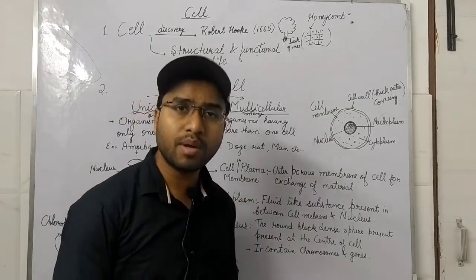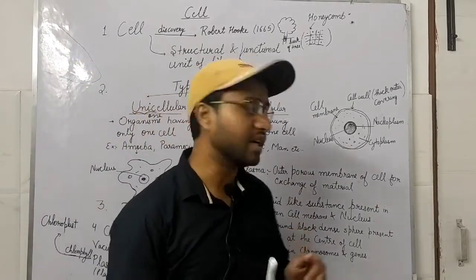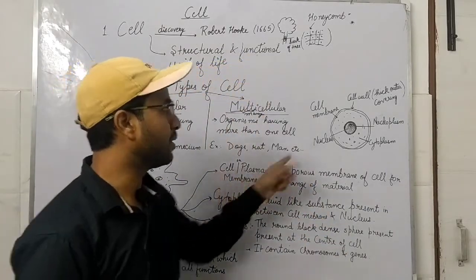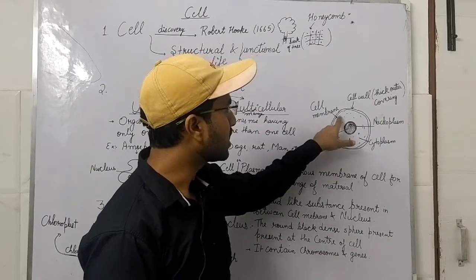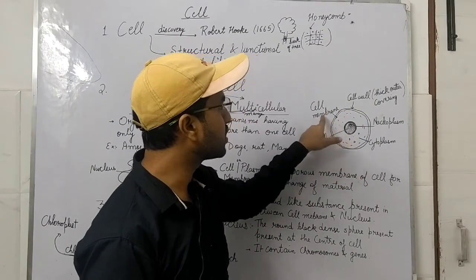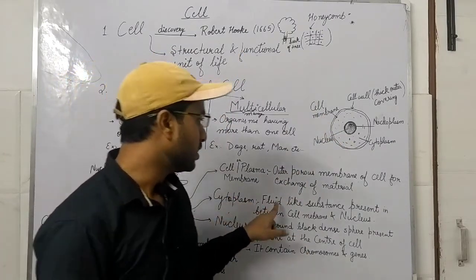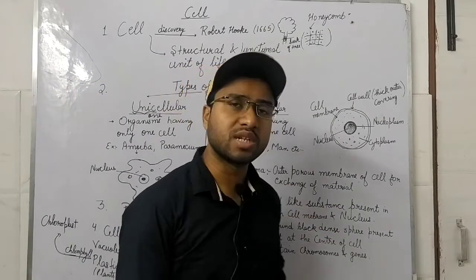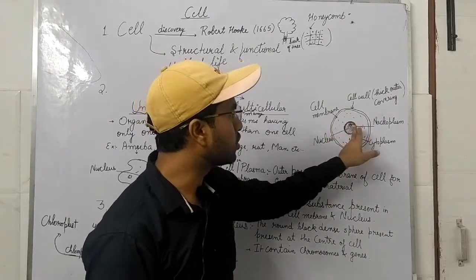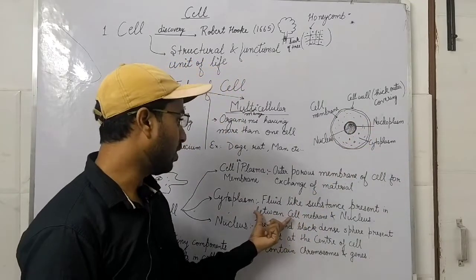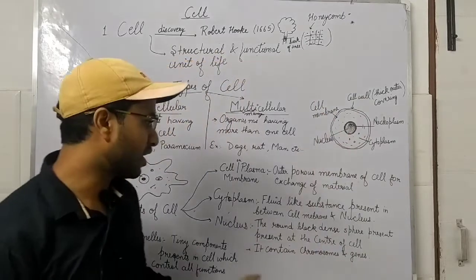The outer porous membrane of the cell for exchange of material, it is called what? Plasma membrane. Here you can see in this structure of cell, this inner membrane is called cell membrane. Cytoplasm is what? Fluid-like substance which is present inside the cell membrane and outside the nucleus. It is called cytoplasm. Everything is contained in this cytoplasm only.